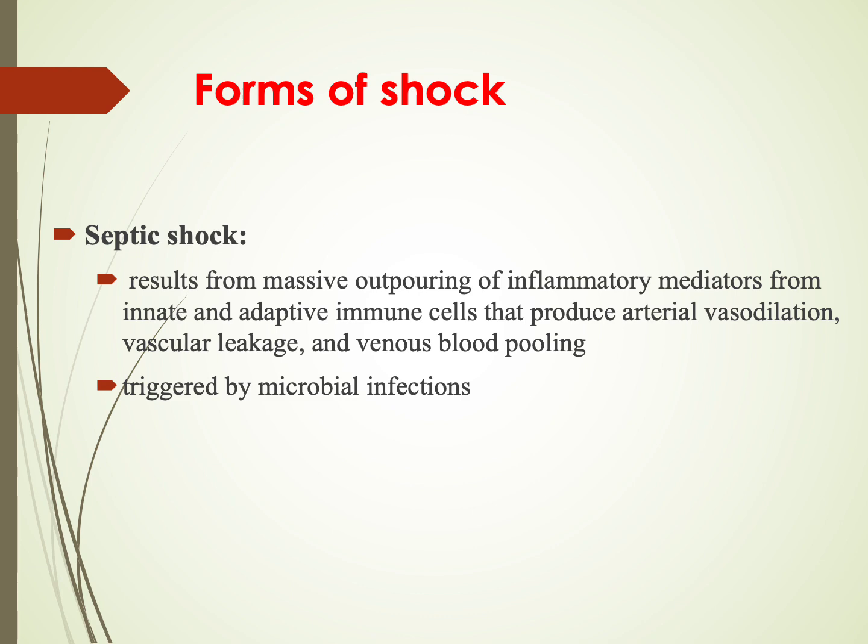The third form of shock is called septic shock. Septic shock is usually triggered by microbial infections. Certain types of microbial infections are associated with massive release of inflammatory mediators from the immune cells. These inflammatory mediators are strong and able to produce arterial vasodilation, vascular leakage, and venous blood pooling, so the blood becomes collected in the veins.